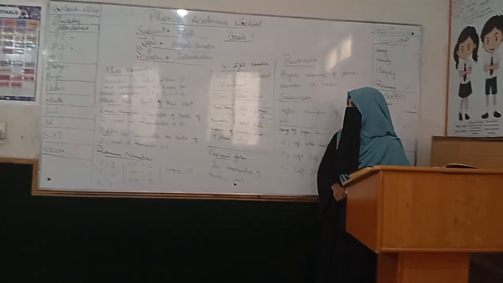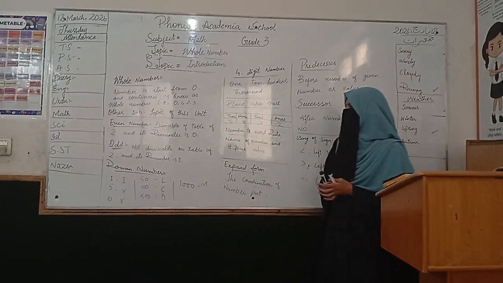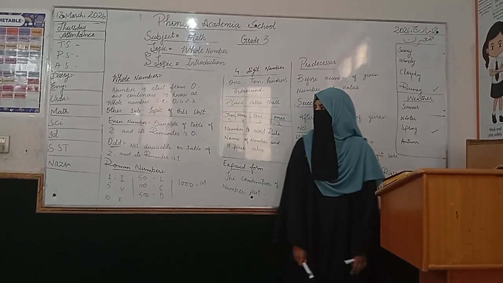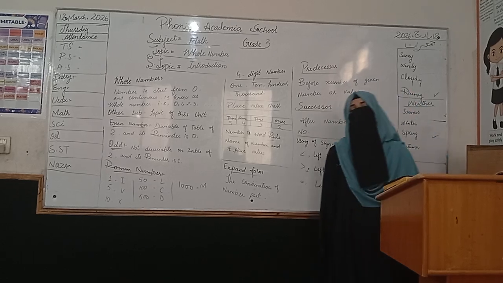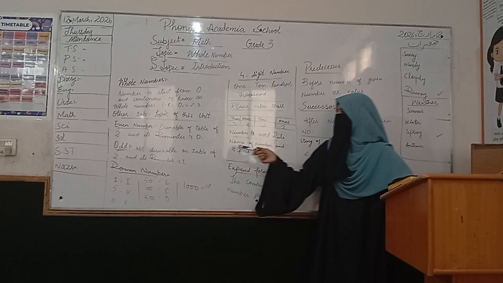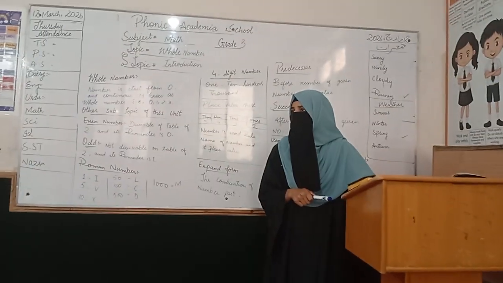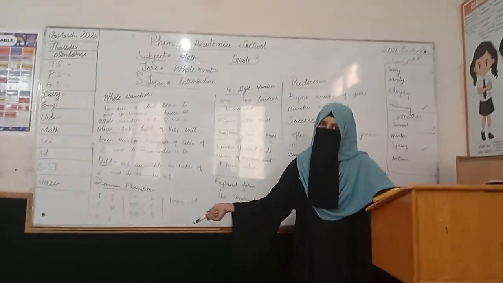Other subtopics of this unit are even numbers, odd numbers, and Roman numbers, which we discuss here. Firstly, the even number. A number that is divisible by the table of 2, with remainder 0, is known as an even number. And a number that is not divisible by the table of 2, and its remainder is equal to 1, is known as an odd number.